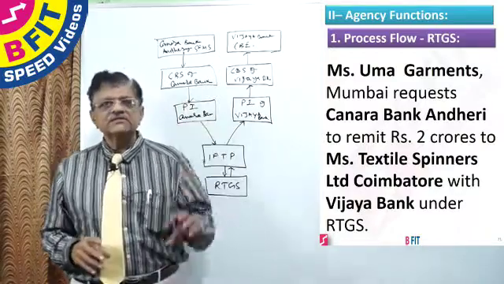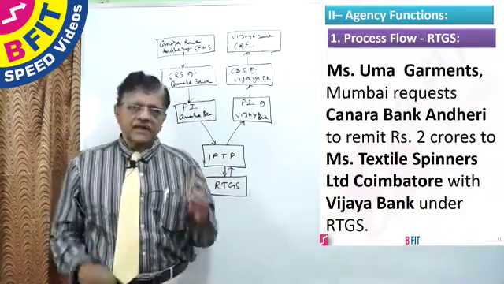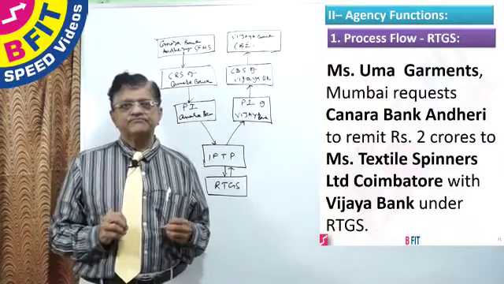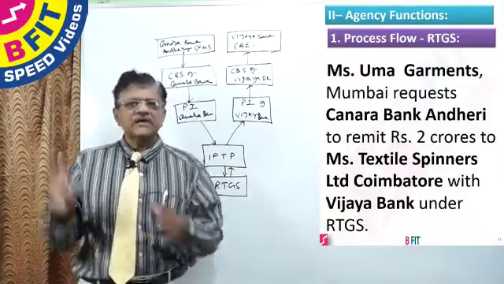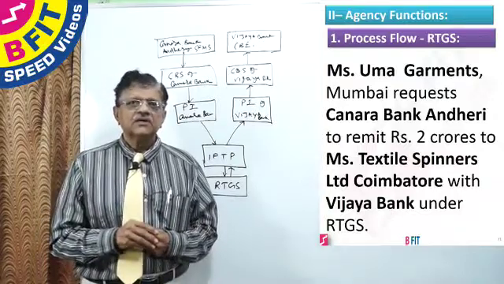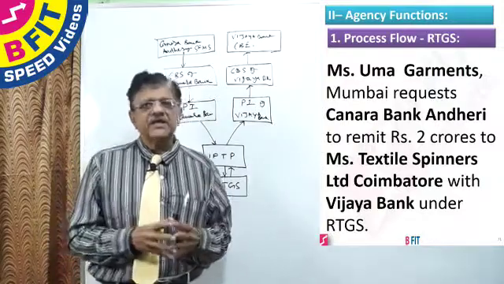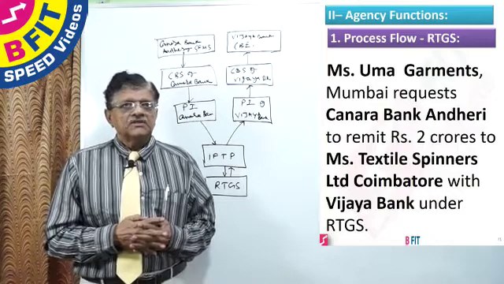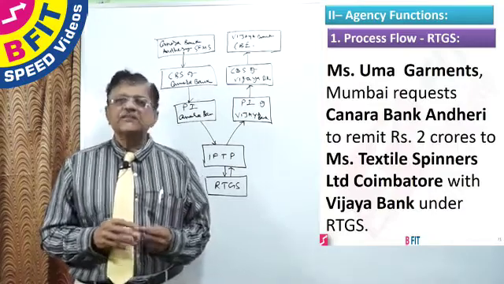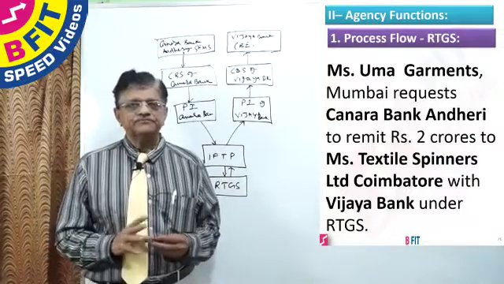So Uma Garments are the remitters. They are having an account with the Canara Bank Andheri branch, and they want to remit 2 crores to Textile Spinners Limited, perhaps because they are buying some textile machinery from Textile Spinners. Textile Spinners Limited, Coimbatore, has an account with Vijaya Bank, Coimbatore.